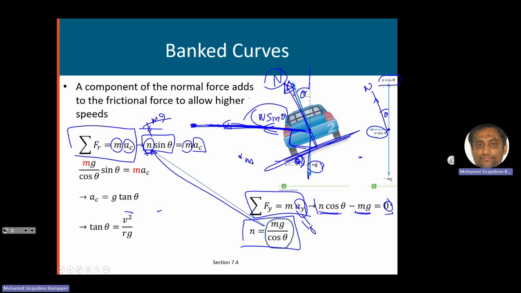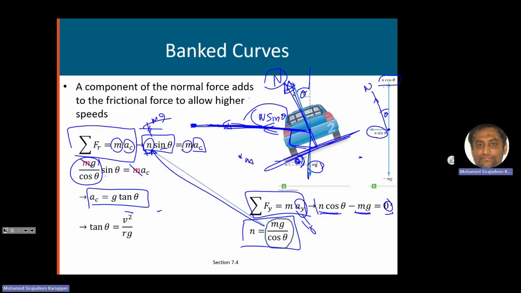So then instead of n, you get this, and sine theta, and mass times acceleration, m cancels with m, and you get this small expression for the centripetal acceleration for a vehicle moving on a banked road with the banking angle of the road theta. The centripetal acceleration is g tan theta.